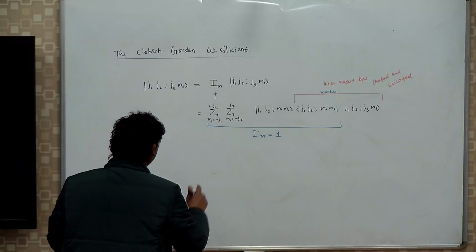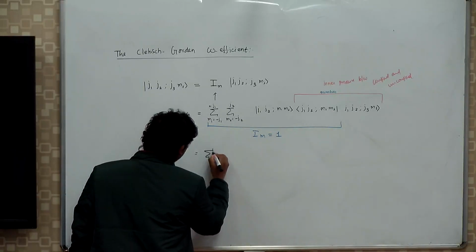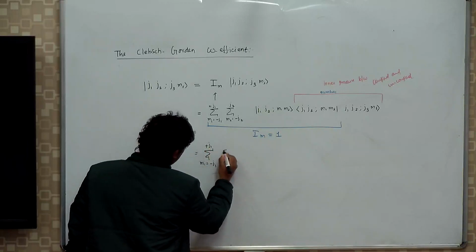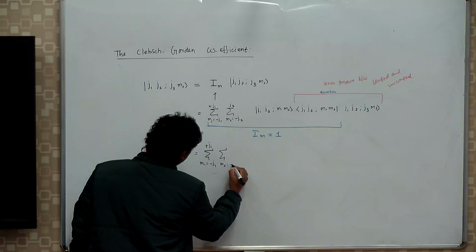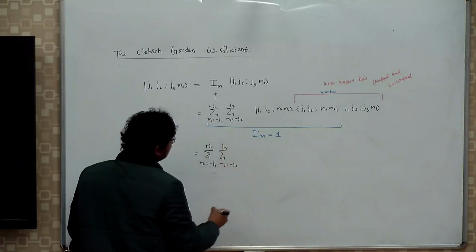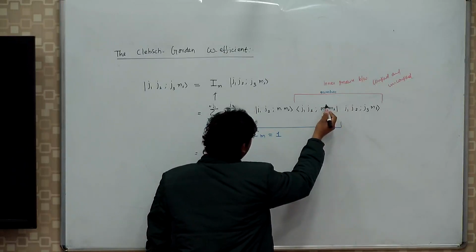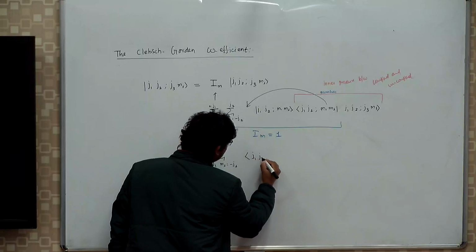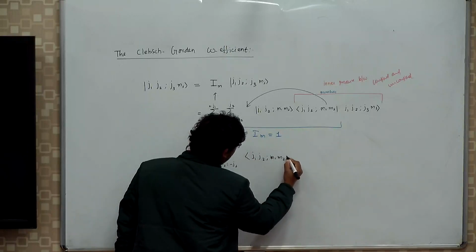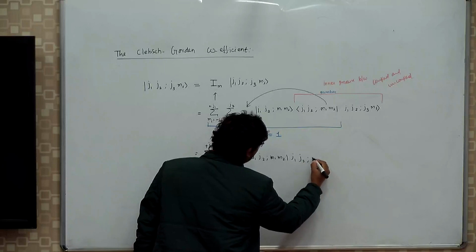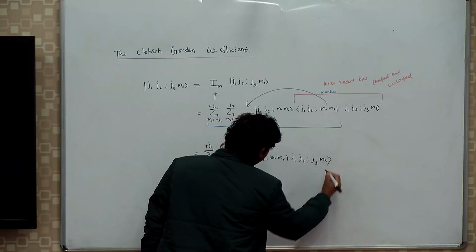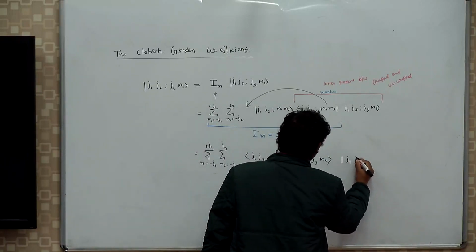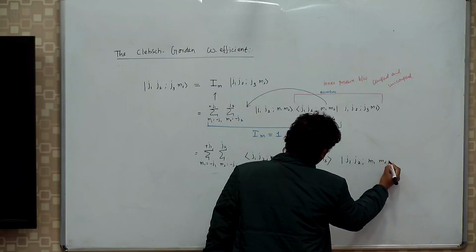For rewriting this expression: sum over m1 from minus j1 to plus j1, again sum over m2 from minus j2 to j2, then I am bringing this inner product from here to here. So in that case, <j1 j2 m1 m2 | j1 j2 j3 m3>, then you keep this term here, |j1 j2 m1 m2>.